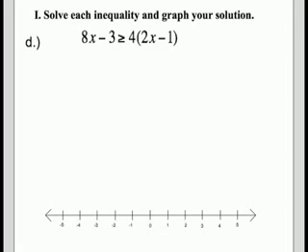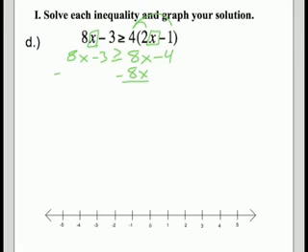Now we're going to solve 8x minus 3 is greater than or equal to 4 times the quantity 2x minus 1. So we locate our variables. We notice there's x's on both sides. So now we have to simplify the left side and then the right side. The left side is simplified, the right side we have to distribute. So we have 8x minus 3 is greater than or equal to 8x minus 4.